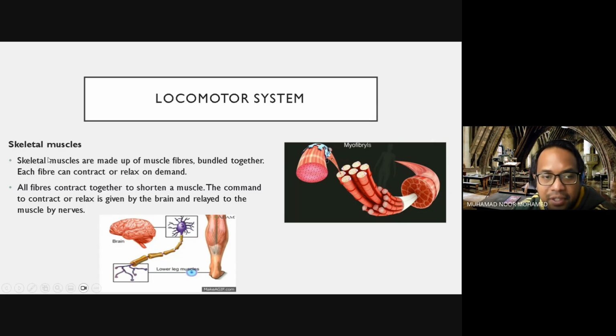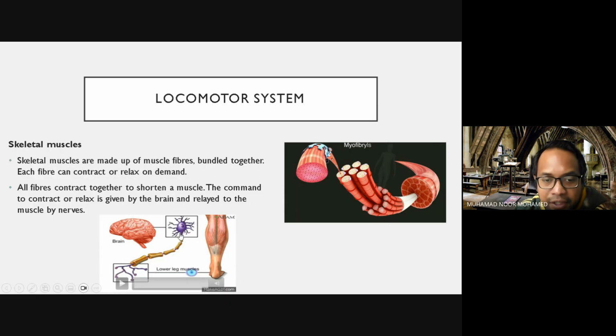Okay, so here we see that skeletal muscle are made up of muscle fiber bundled together. Each fiber can contract or relax on demand. So the one that actually move is actually the group of actin and myosin within one sarcomere of muscle fiber. So a lot of sarcomere will contract with one another, and when all of that undergo a contraction, we are going to see shortening of muscle. So all fiber contract together to shorten a muscle. The command contract or relax is given by the brain and relay to the muscle by nerve. So if we take a look here, this is actually our brain.